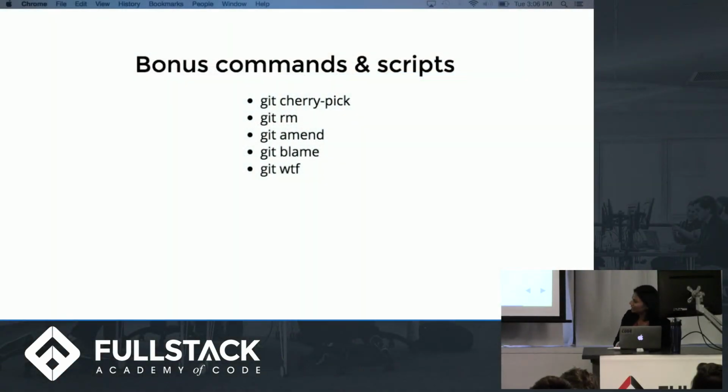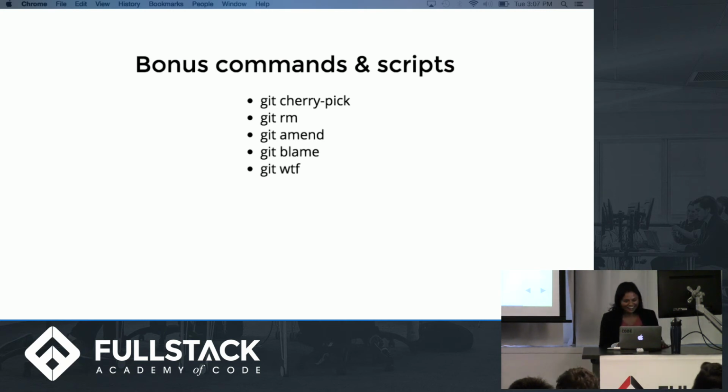Some bonus commands and scripts for you to check out. Git cherry-pick allows you to take a commit from somewhere else and play it back wherever you are right now. Git amend allows you to amend a previous commit with currently staged changes, or you can also change the commit message if you want. Git blame, if a bug was introduced, you can use it to see, you can specify specific lines of code, and it will tell you when they were edited last and by whom.